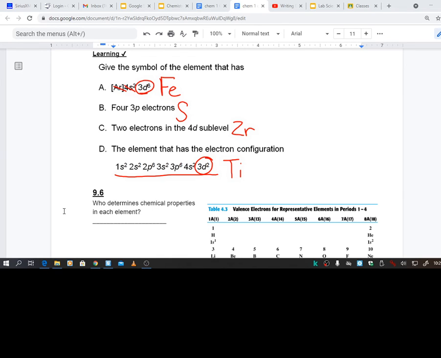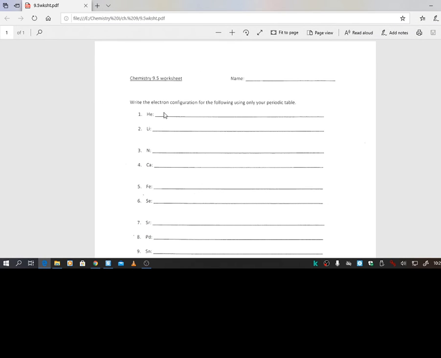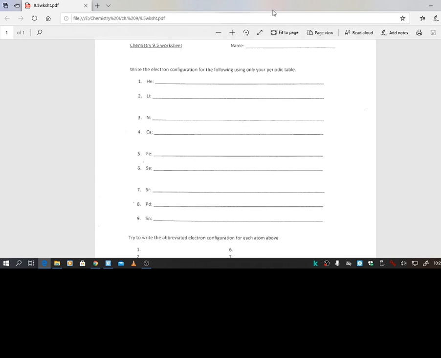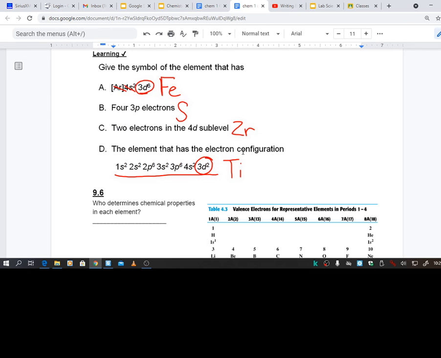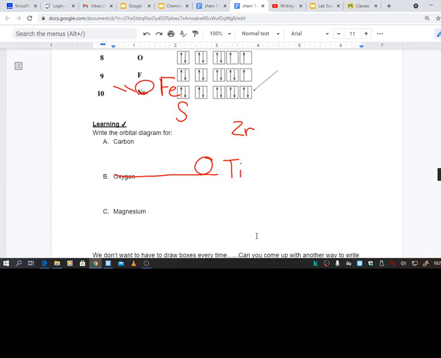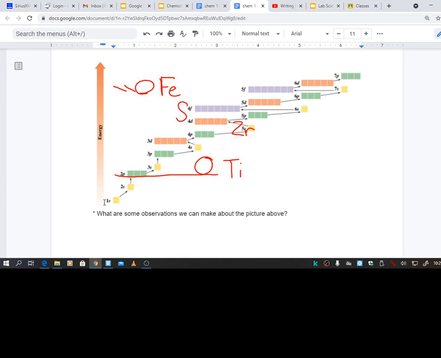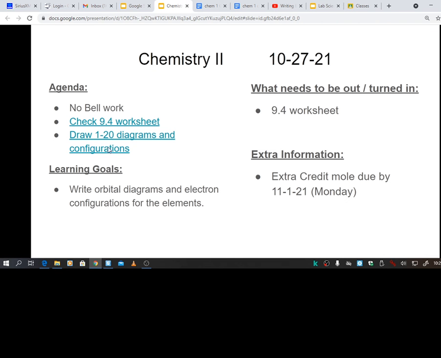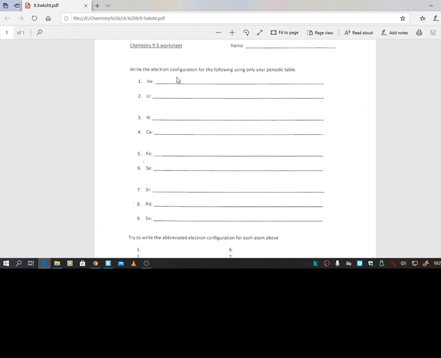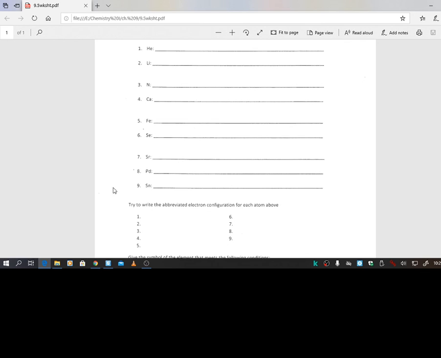All right, so for the worksheet. You are writing the electron configuration for the following using only your periodic table. I don't want you going back to your notes, and the kids that are here, I'm not going to let them use their notes. So I don't want you going back to this chart here. Use your periodic table to write them out. Let me find it here. Oh, it's here. All right, now you're going to write them out like the full-blown, full version of them.